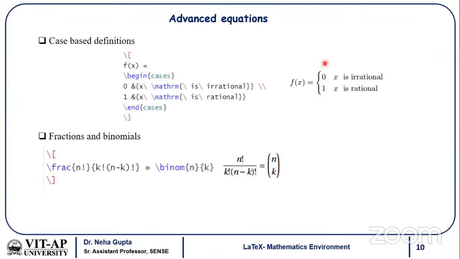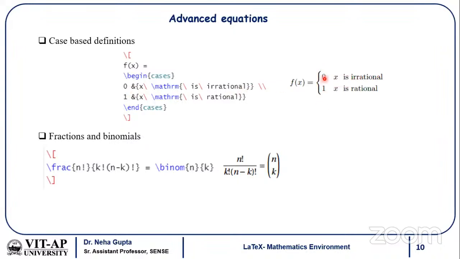To get this type of thing, we are going to use begin cases, and it should be ended also with the same command, cases. So you have to write these two. Then inside this, I should get 0 and 1. For 0, this expression is there, x is irrational. See how we have separated with the help of the ampersand. It is just like a matrix, we have used two columns. So here you have the two columns.